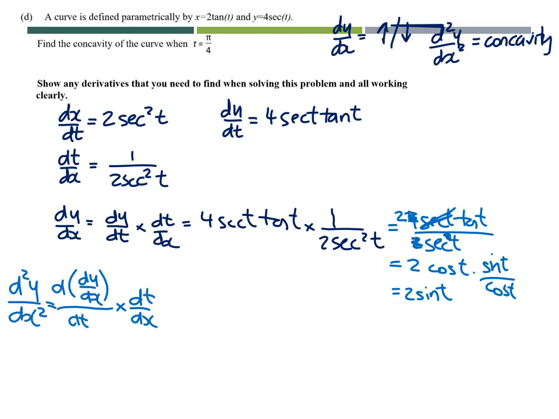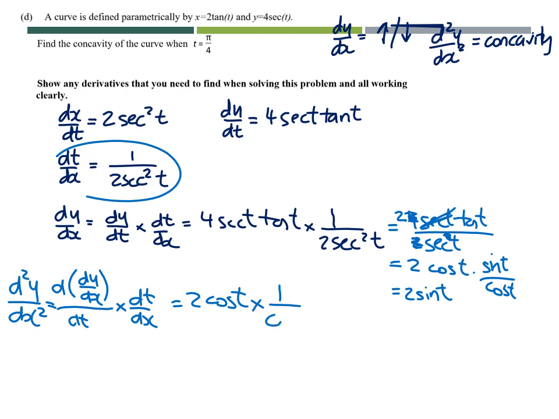Can everyone see that on their formula sheet? d squared y over dx squared is the derivative of what we've just done with respect to t, times dt over dx. Happy with that? So can we differentiate 2 sin t with respect to t? That just becomes 2 cos t, doesn't it? So this now becomes 2 cos t times dt over dx, which is this one here.